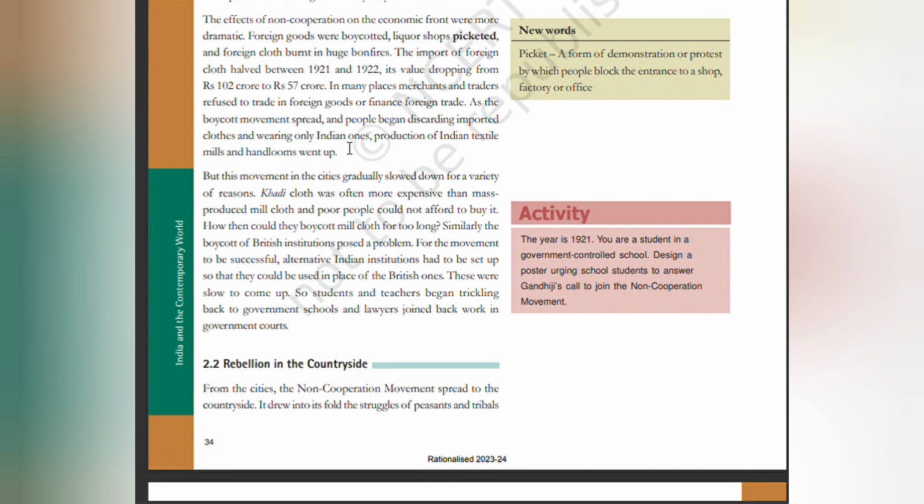But this movement in the cities gradually slowed down for a variety of reasons. Khadi cloth was often more expensive than mass-produced mill cloth, and poor people could not afford to buy it. How could they boycott mill cloth for too long? Similarly, the boycott of British institutions posed a problem. For the movement to be successful, alternative Indian institutions had to be set up so that they could be used in place of the British ones. They were slow to come up. So students and teachers began trickling back to government schools, and lawyers joined back work in the government courts.